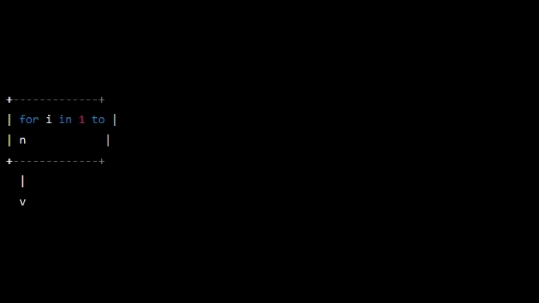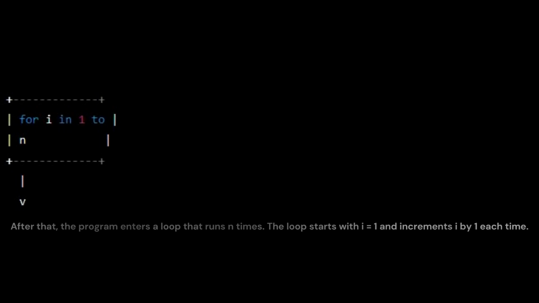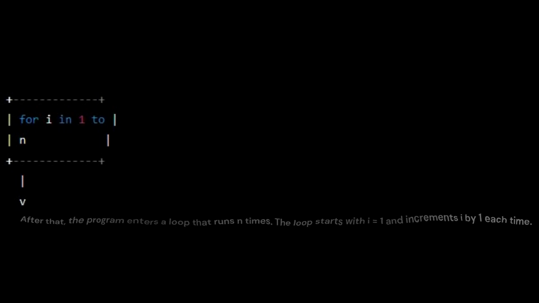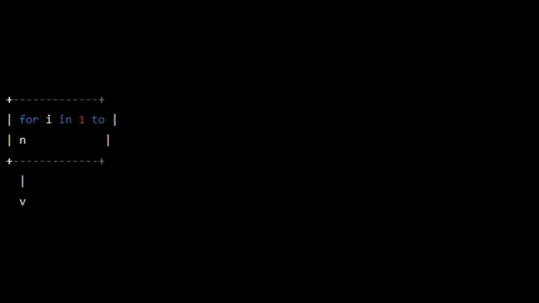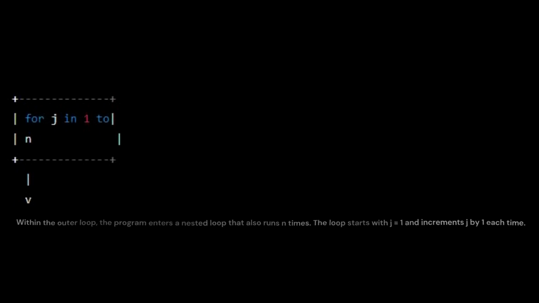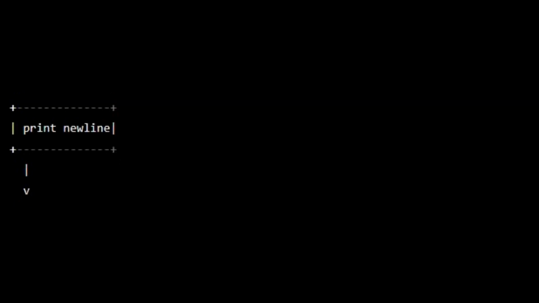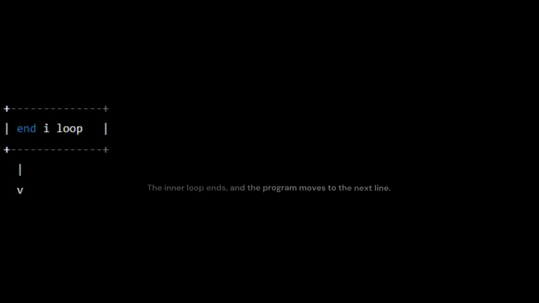Number 5. After that, the program enters a loop that runs n times. The loop starts with i equals 1 and increments i by 1 each time. 6. Within the outer loop, the program enters a nested loop that also runs n times. The loop starts with j equals 1 and increments j by 1 each time. Number 7. Within the inner loop, the program prints the value of i on the screen. Number 8. The inner loop ends and the program moves to the next line. Number 9. The outer loop ends and the program ends.